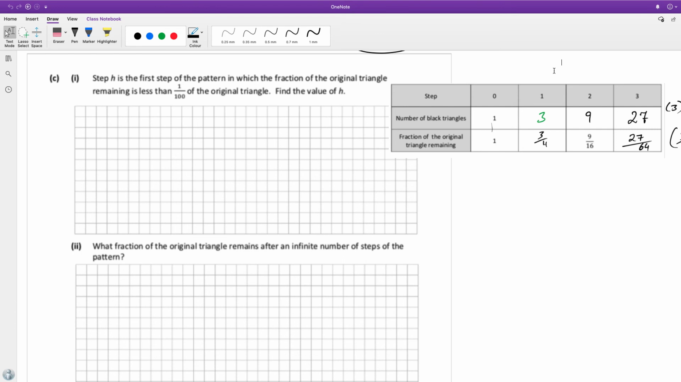What's our expression for the second bit, Gav? 3 over 4 to the power of n. The first one was 3 to the power of n because we're multiplying by 3. What are we multiplying at the bottom? 3 over 4. So 3 over 4 to the power of n is less than 1 over 100. By the way, in the last one, k was greater than 18, but it was k is equal to 19.